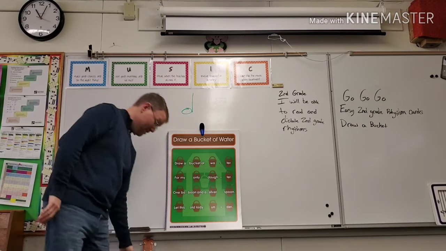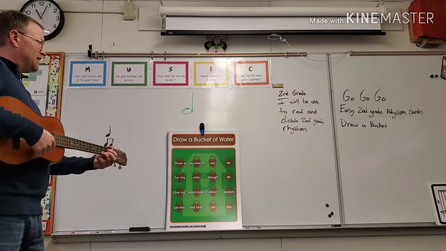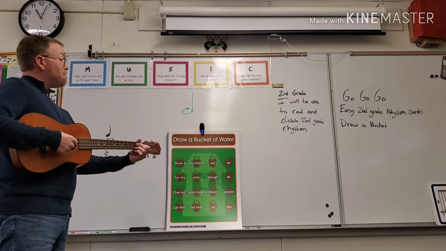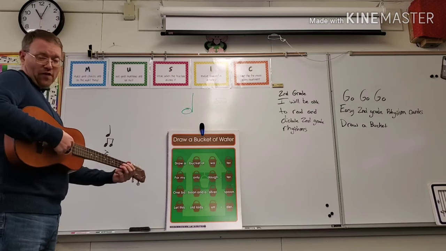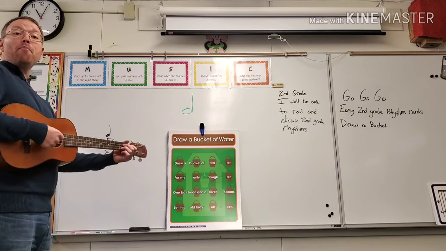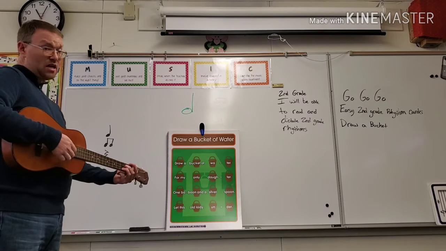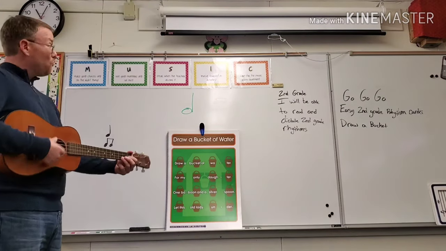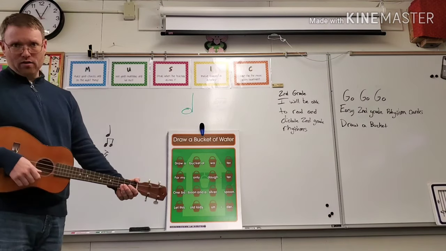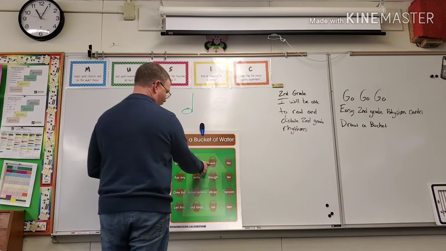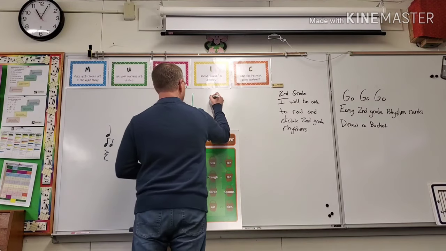All right, we're going to try just one line at a time. Draw a bucket. Here we go. Draw a bucket of water. Did you find any? Draw a bucket of water. Where was it slow? Draw a bucket of water. Water. Water. Water. Oh, I'm going to write that down. You don't have to, but I'm going to.